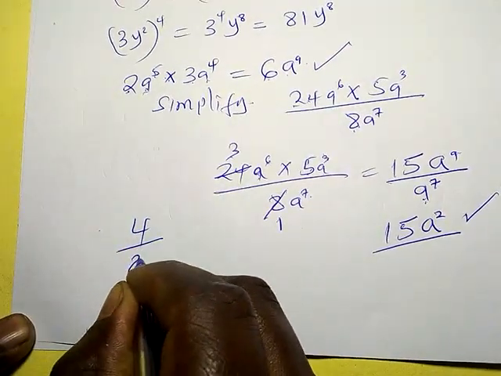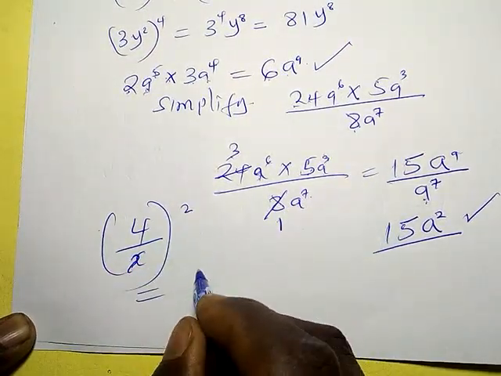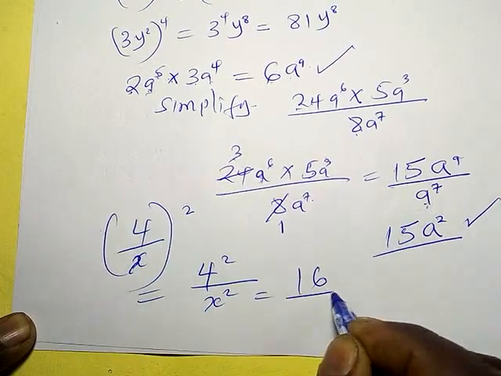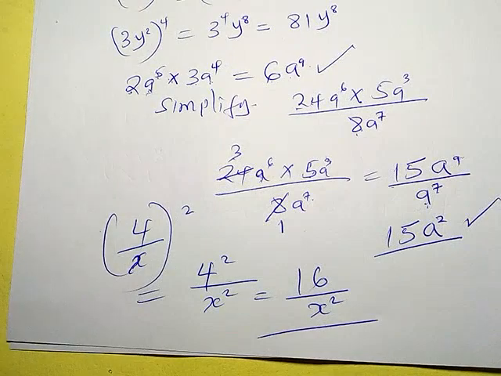4 divided by x raised to power 2. That simply means 4 raised to power 2, x raised to power 2. That is 16 divided by x squared, and that is the final answer.